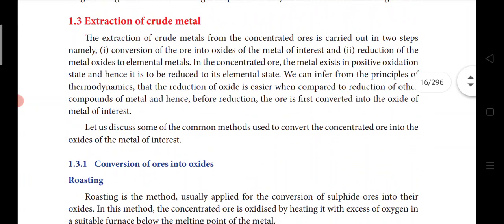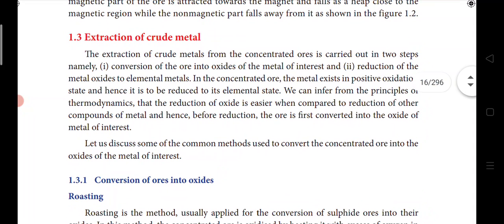Today we are going to see extraction of crude metal. We have concentrated the ore, that is, we have removed the siliceous material and other rocky impurities, which we call gangue. Yes or no? Siliceous material and the rocky impurities, we call it gangue. Do you all remember? So there we have removed the major impurities, and after removing them we have got a lesser amount of ore, the concentrated amount.